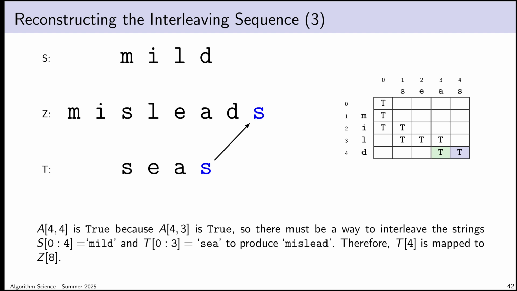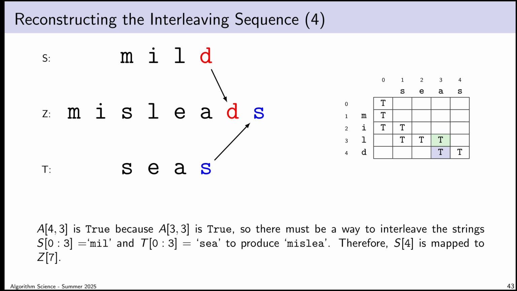So what that's basically saying is, since I'm chopping off this character here, that's the last character of T, that must mean that the last character of T is getting locked down as part of the interleaving. So the S gets mapped in from the string T. Okay, so T4 gets mapped to index Z8. And actually, I think the slides are indexing this wrong. It should be S3 and T3. So sorry about that.